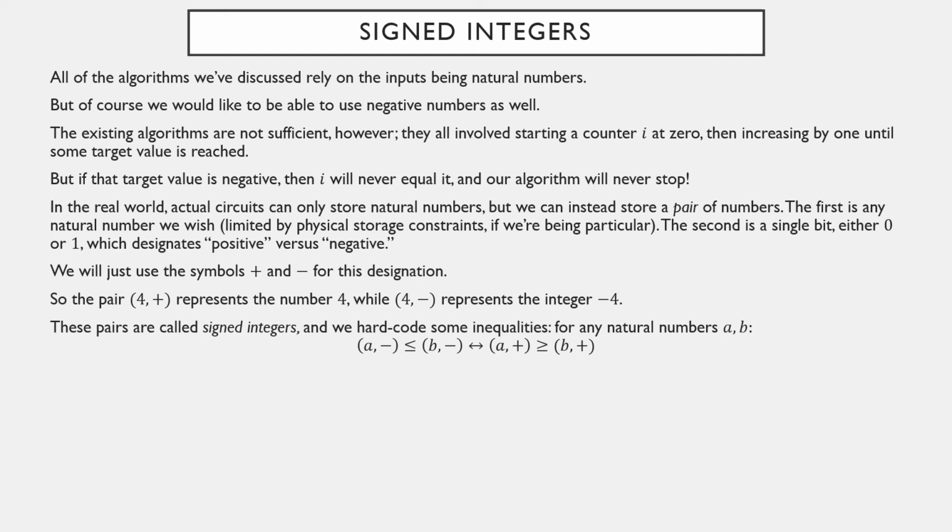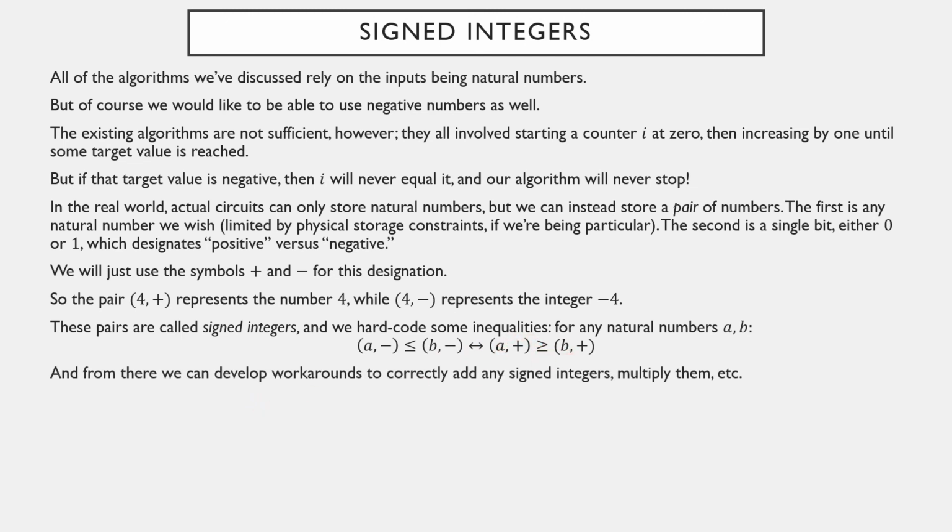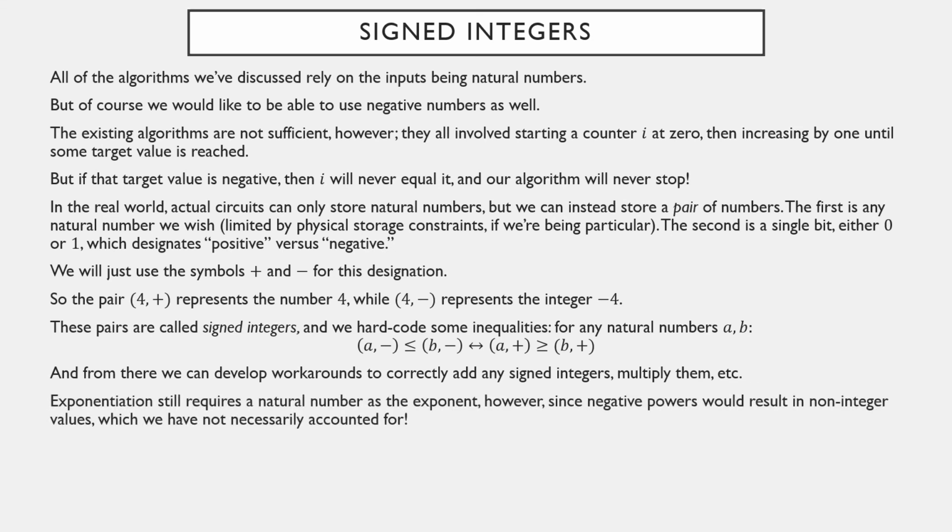These are called signed integers, and you can do operations on them, like, is the negative number a less than or equal to the negative number b? Only if the positive number a is bigger than or equal to the positive number b. And from there, with these rules about how our existing decision nodes would work on signed integers, you can work around arbitrary addition, multiplication, etc. Exponentiation is still a bit tricky. We want the exponent to not be negative because we don't want to work with non-integer values at this point.